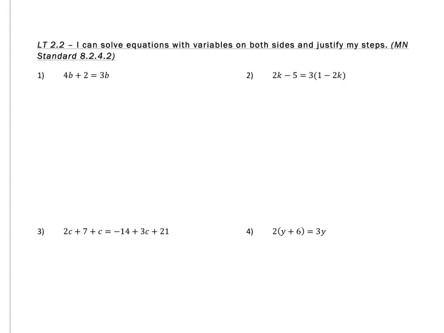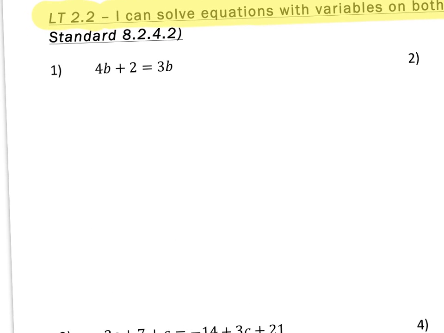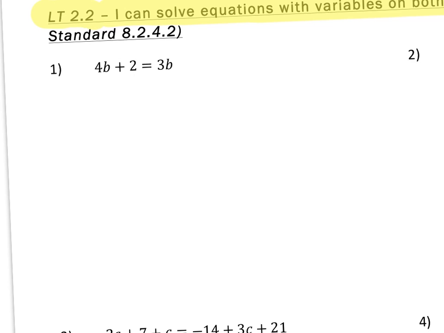Hi there, we're going to do a quick review of Learning Target 2.2. This one says, I can solve equations with variables on both sides and justify my steps. So we'll get started with number 1. Number 1 says 4b plus 2 equals 3b. So I want to figure out what number I could plug in for b to make that equation true.